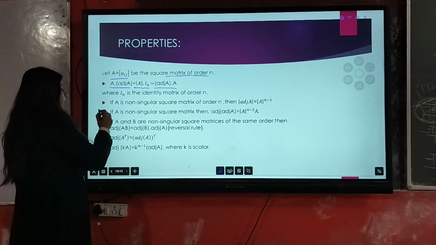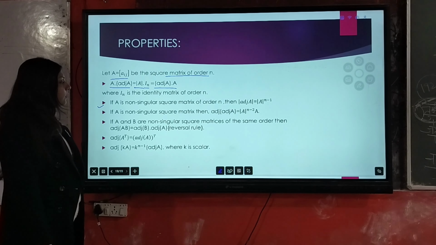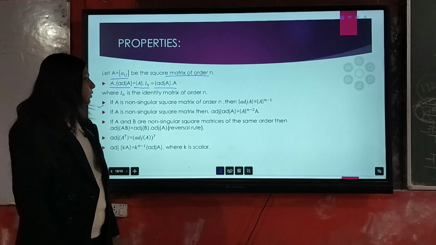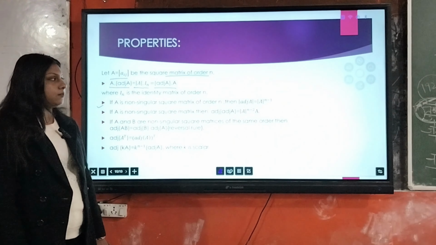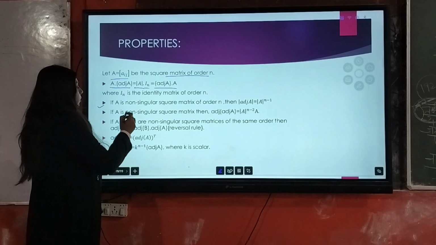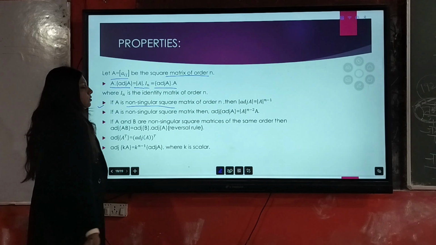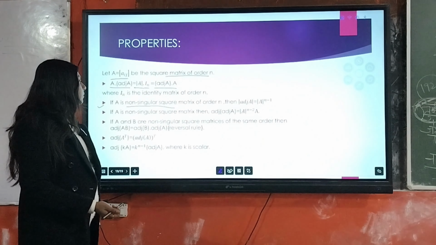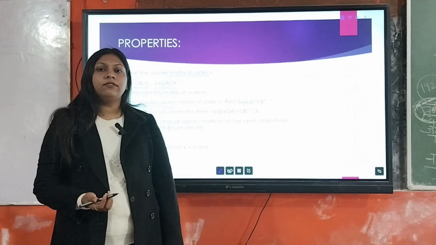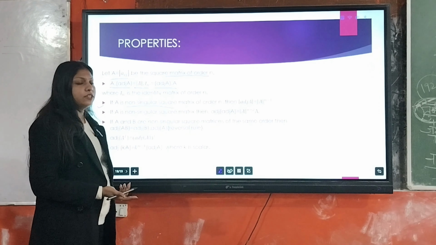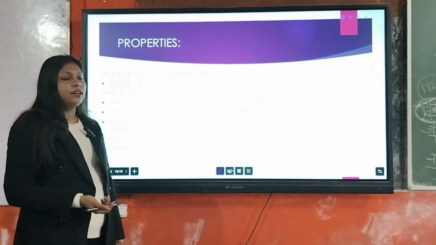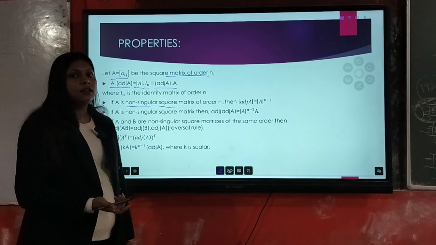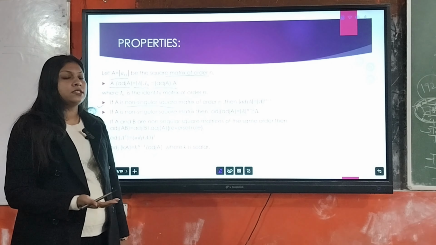Now we are moving towards our second property. If A is a non-singular matrix of order n, then the determinant of adjoint of A is equal to determinant of A to the power n minus 1. Maybe you are not familiar with non-singular matrices, so here is a very easy definition. Non-singular matrices are those matrices which have non-zero determinant. You know the definition of determinant, I have told you earlier. So non-singular matrices, which are square matrices, have non-zero determinant.